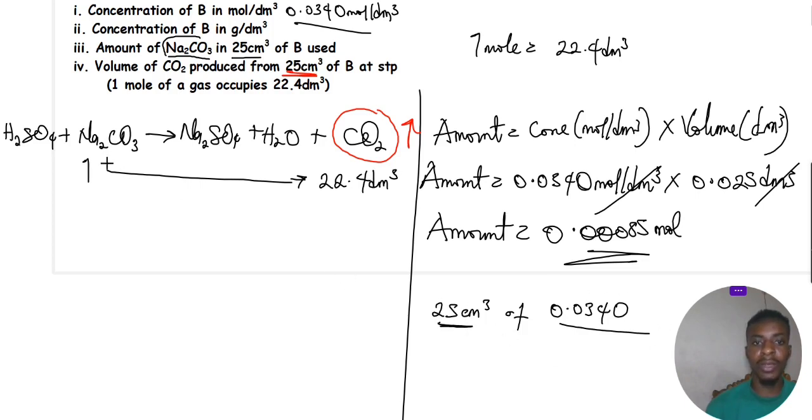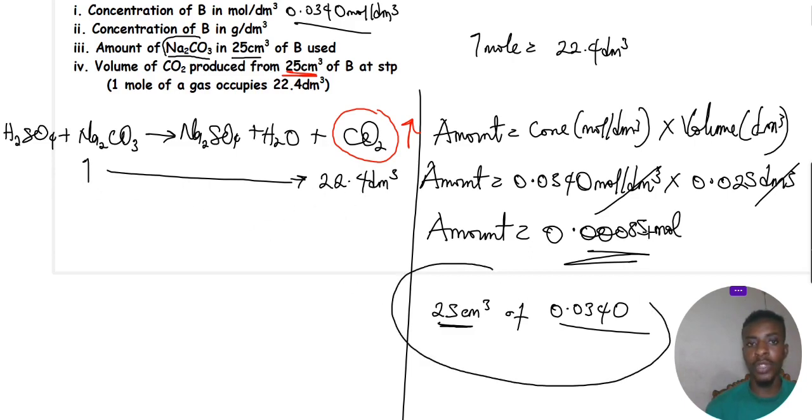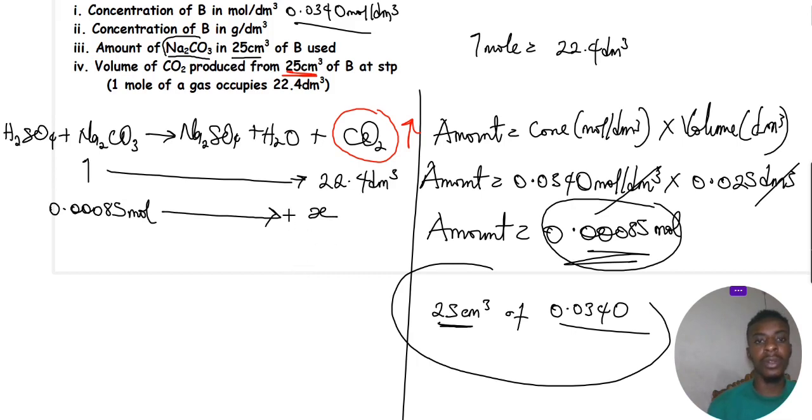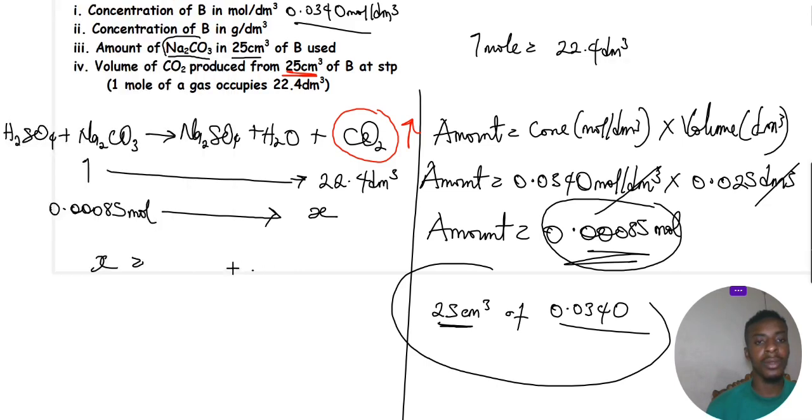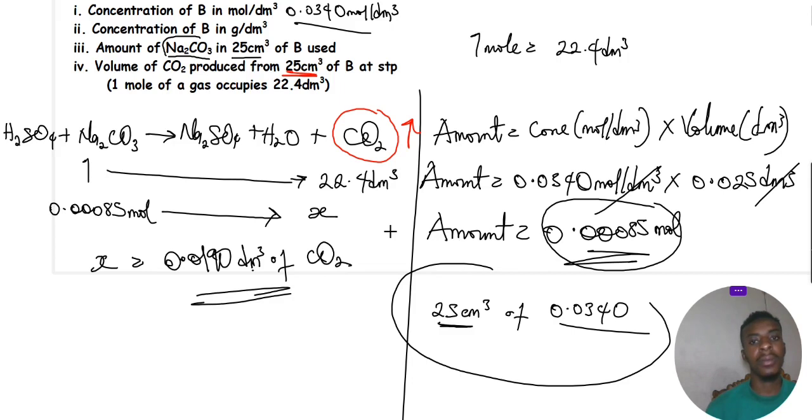Because here we are using the mole-volume relationship, if you convert this to mole, this is what we did in the amount, which is the mole of sodium carbonate. We got it to be 0.00085. So if 1 mole is producing 22.4 dm cube, 0.00085 mole will produce what volume of CO2? We cross multiply: 1 times the volume gives you the volume, then this times 22.4. Let's do that. 0.00085 times 22.4. So we have 0.0190 dm cube, to 3 significant figures, of carbon dioxide produced.